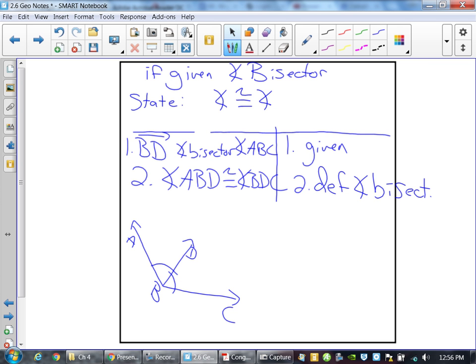Starting to sense a pattern. If you're given something, you're using that something's definition. That's how these things work. Anytime you're given something, you're going to use their definition. That's how it works. That's how all these geometry proofs work.